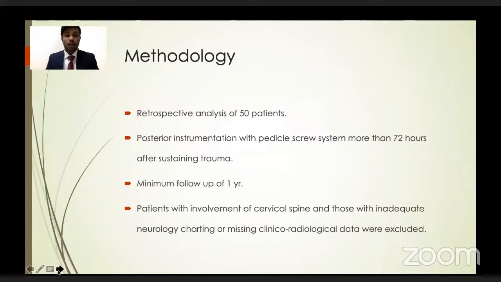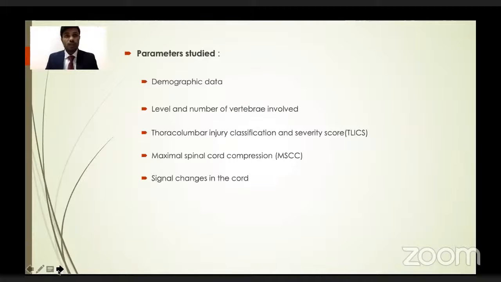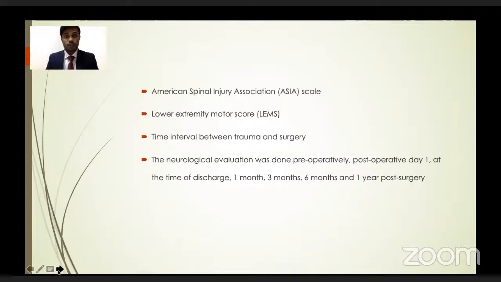Here is a retrospective study of 50 patients who sustained thoracolumbar spinal cord injury and were treated with pedicle screw instrumentation more than 72 hours after the trauma. The minimum follow-up was 1 year, and those with cervical spine injury and with inadequate data were excluded. We studied demographic data, the number and level of the vertebrae involved, thoracolumbar injury classification and severity score, maximum spinal cord compression score, and signal changes in the cord, American Spinal Injury Association score, the lower extremity motor score, time interval between the trauma and surgery, and neurological evaluation at different intervals.